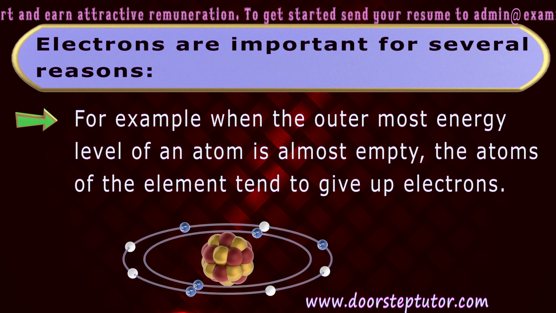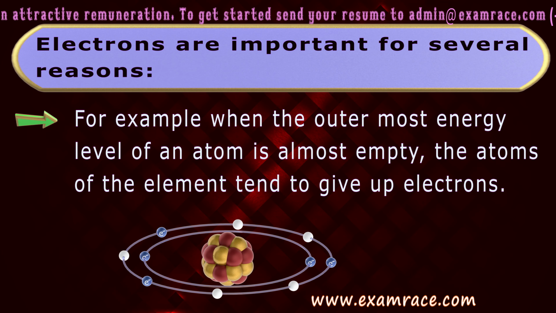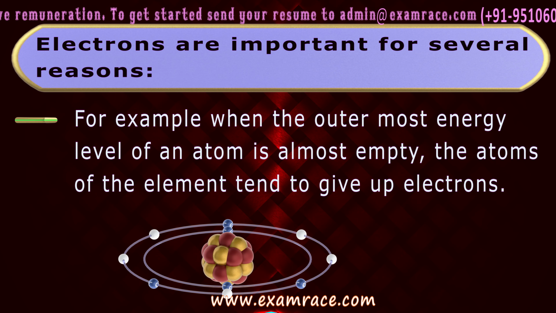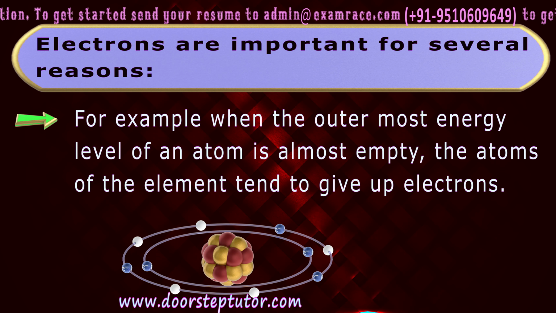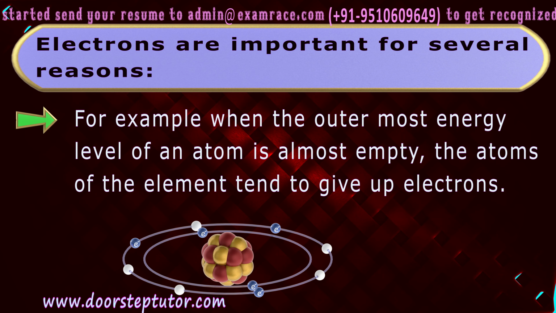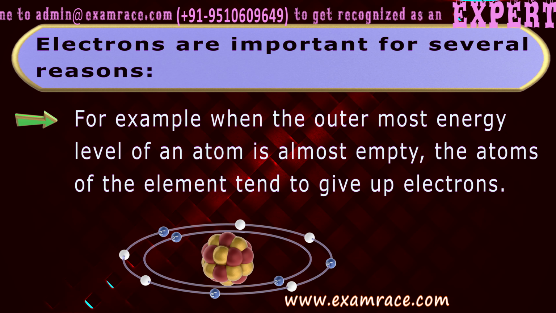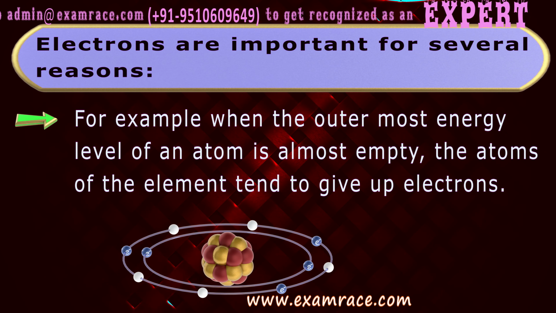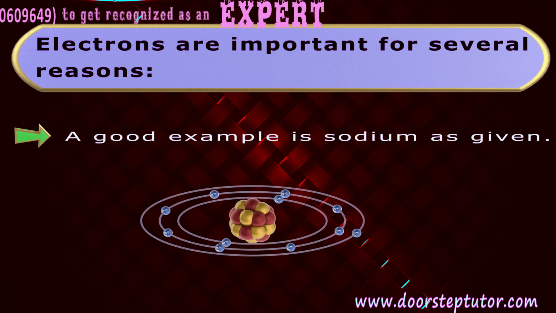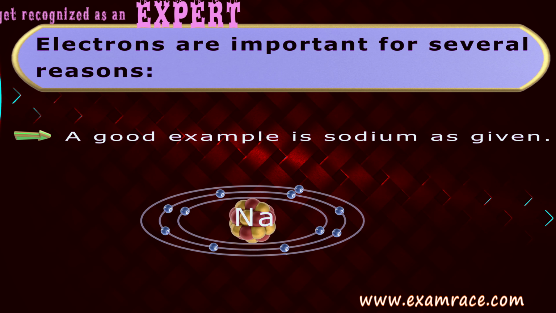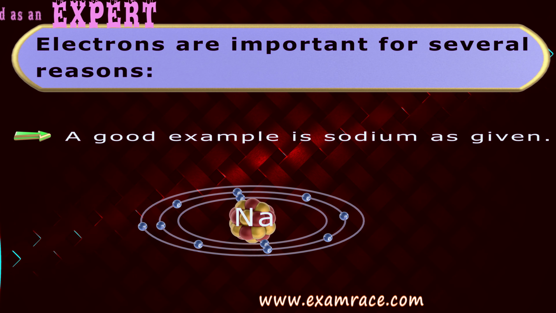It wants to be like noble gases, which have a complete electronic configuration. So it will like to give up its one electron, which is making its outermost shell unstable. It wants to get stability, right? So a very good example of this case is sodium. The sodium symbol is Na. Here you can see the picture.